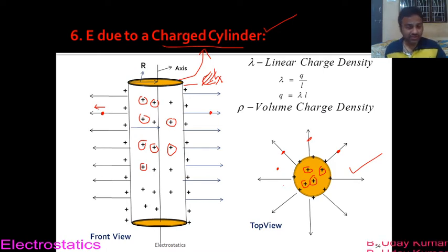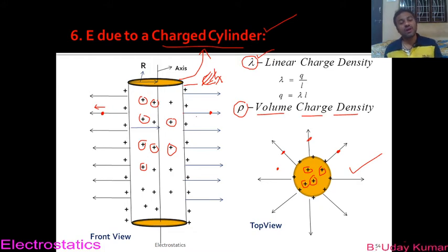Since it is also an example for volume charge distribution, we can derive or write the equations of electric field intensity in terms of volume charge density, which is denoted by rho. So remember, it is an example for linear charge distribution, and hence we can derive the equations in terms of lambda, the linear charge density, and it is also an example for volume charge distribution, and hence we can write the equations of electric field intensity in terms of rho, which we call volume charge density.